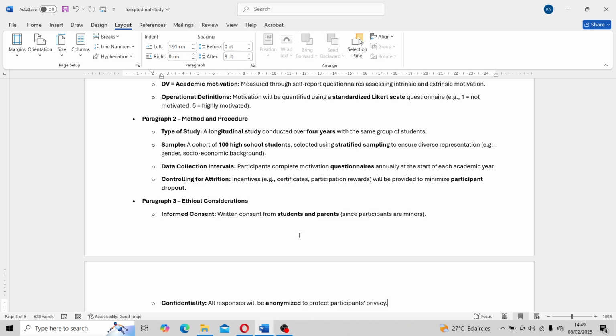Very important. Now, paragraph two. You can see we've also tried as much as possible to make this quantitative data, so that is very good. Now, method and procedure: type of study, a longitudinal study conducted over 4 years. You can decide to use 6 years, that depends on you. Now, sample: a cohort of 100 high school students selected using stratified sampling. You can choose any sampling technique you want, but depending on the situation, stratified sampling ensures diverse representation, e.g., gender, and so on.